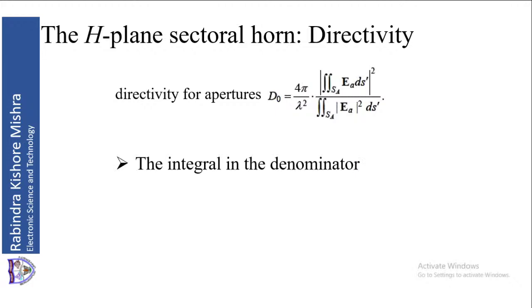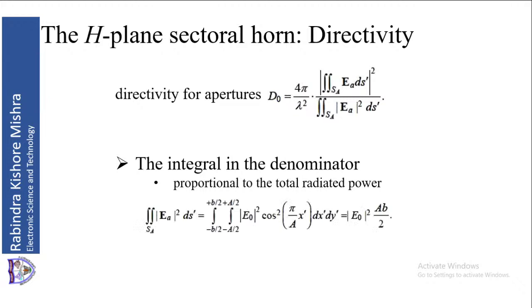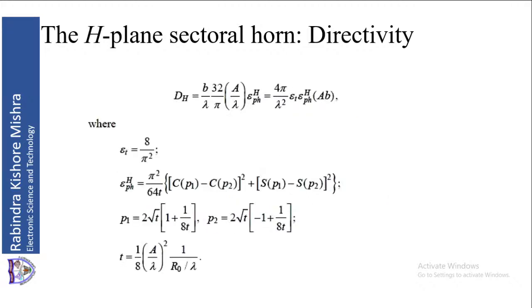The integral in the denominator that comes out is proportional to the total radiated power. So this is an expression for that. This also you must have seen. And T is equal to 1 by 8 A by lambda square into 1 by R0 lambda 0 in this integral. So this is the expression for directivity.